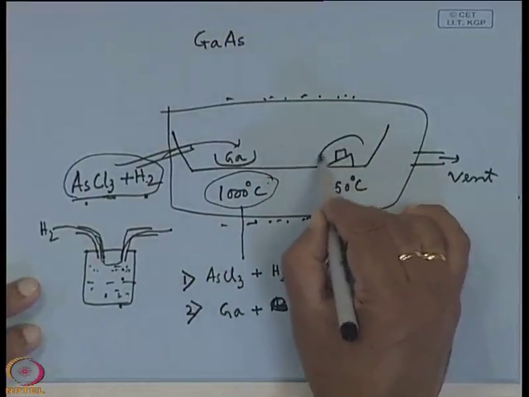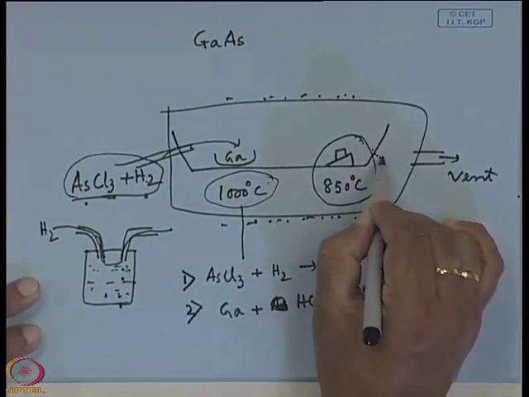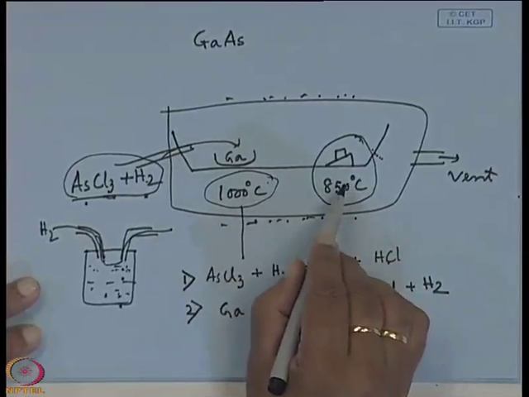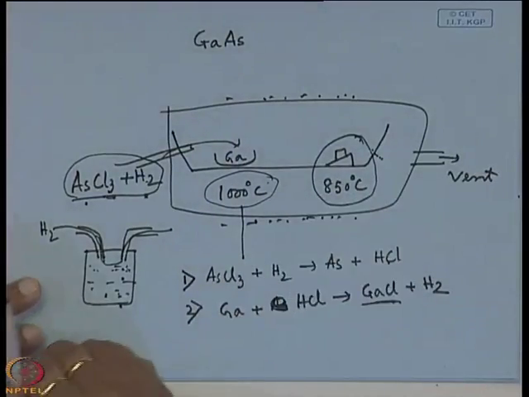Then the next reaction will take place in this region. Here the temperature is less compared to this. So, there will be condensation. There will be condensation because the temperature is less. You think of that bulk crystal growth where the molten gallium arsenide is kept in one boat and the seed is, what? Pulled from the melt.